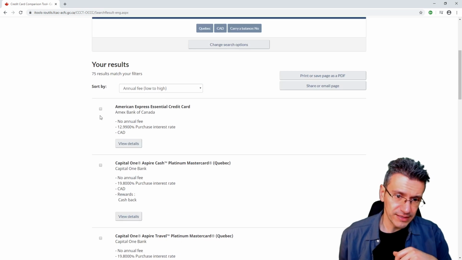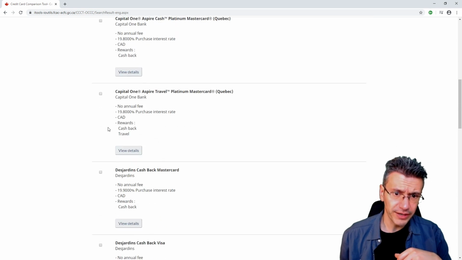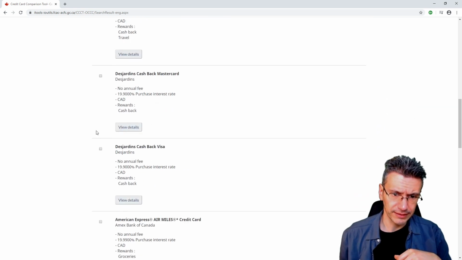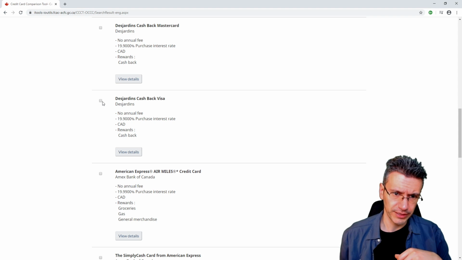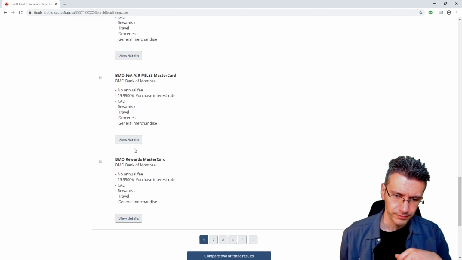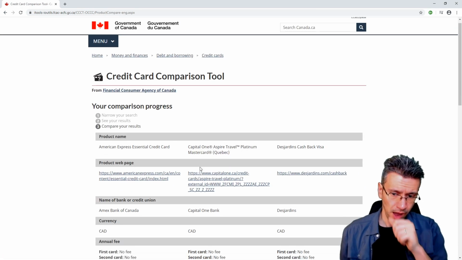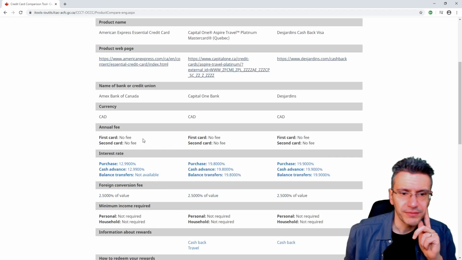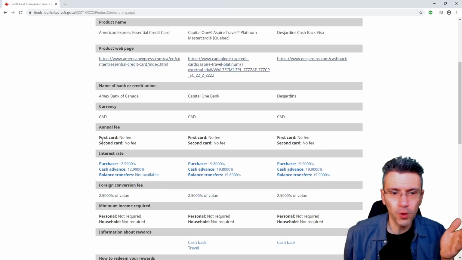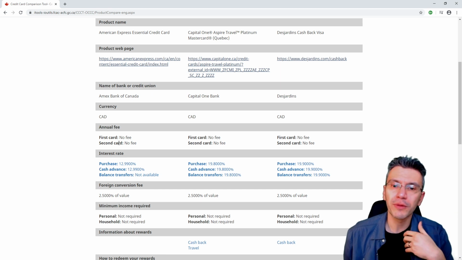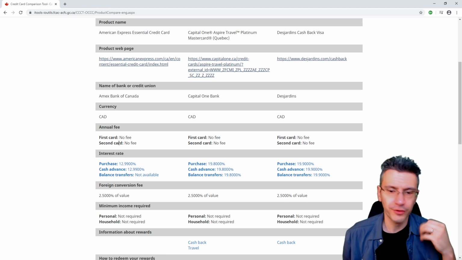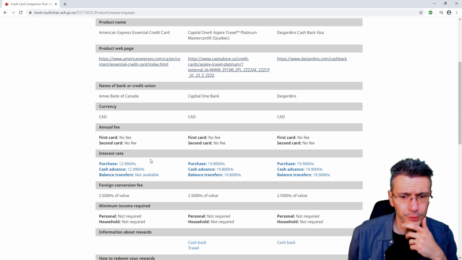So same idea there. Let's say I'm just going to randomly pick this Amex over here, this Capital One, and let's pick a third one. I don't know, this Desjardins card. And select. All right, so each one of these has no annual fee for the principal card holder, and if you want to get one for your spouse or child, those are free.